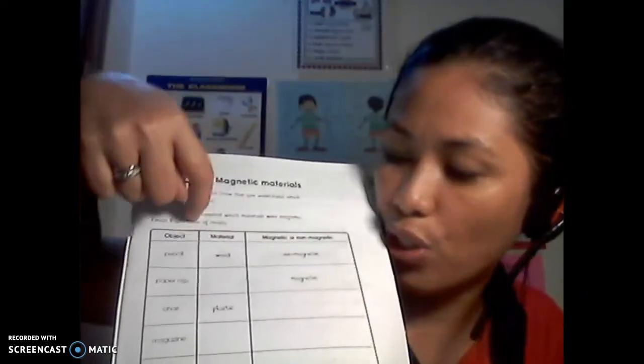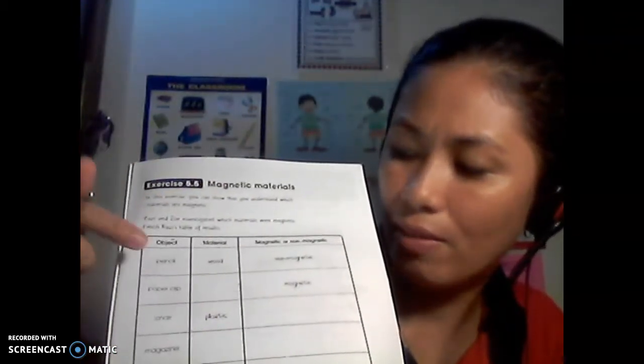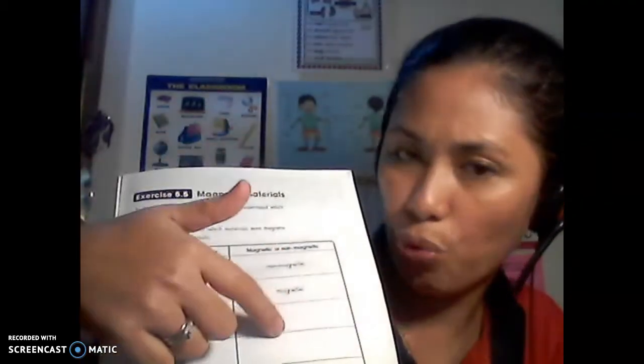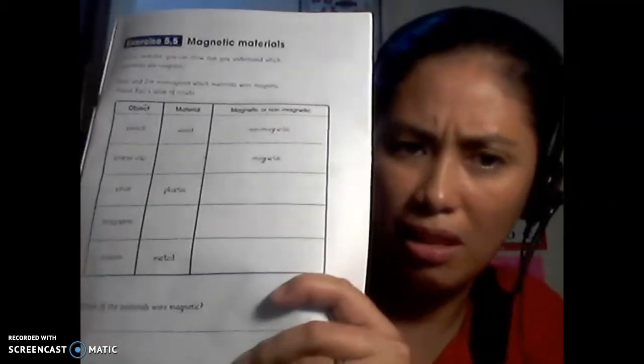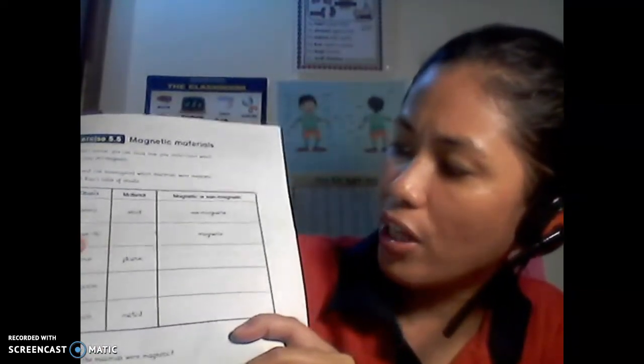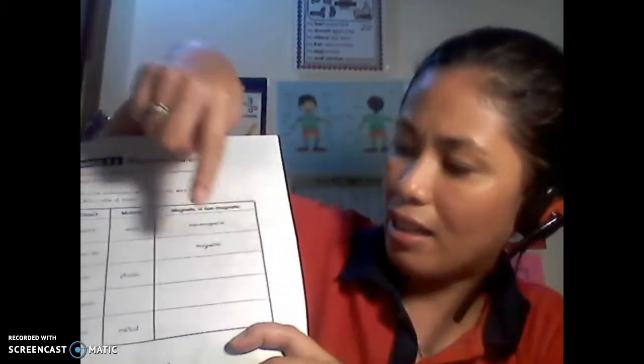So you're just going to fill out the table. Here you write down the material, and here you write down if it is magnetic or non-magnetic. Then we have a chair that is made of plastic. Is it magnetic or non-magnetic? And then we have the magazine.